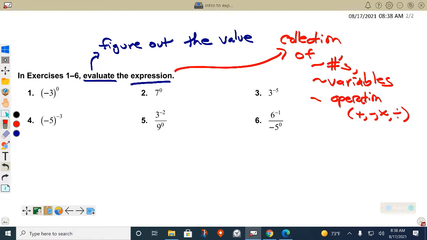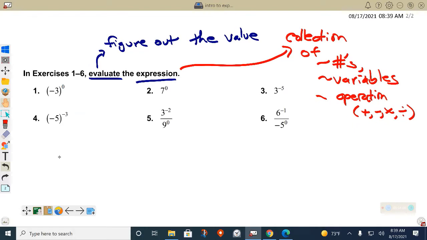So right here on the directions it says, in 1 through 6, evaluate the expression. Figure out the value of that expression. That's a collection of numbers, variables, and operations. It doesn't have all the 3 things. It only has numbers right now. And it has operations, because 0 power means taking it to some other power. That's an operation. So this is just a number and operation, number 1. On all these examples, there's no variables in these expressions. But just keep in mind, it's always numbers, variables, operations of some sort, some combination.